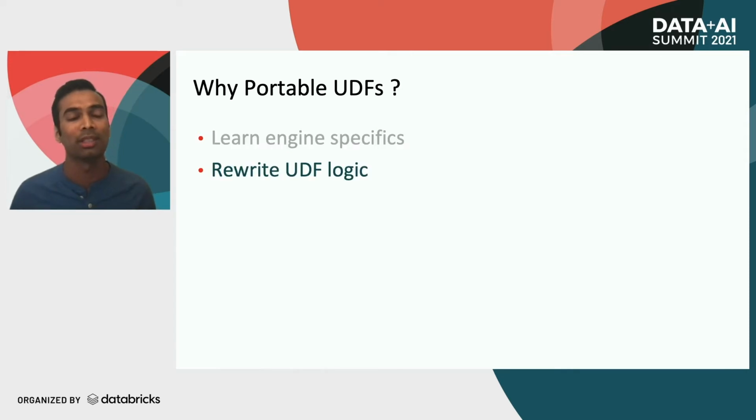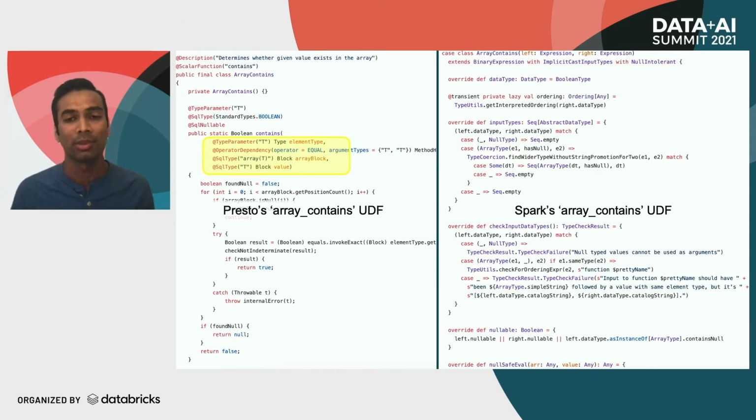The other pain point is that people will have to rewrite their logic two times. Going back to the previous slide, if you look at both these functions, one is for Presto, one is for Spark, and they are both different. You cannot just copy paste the code from one into the other. So it's basically a manual rewrite that one has to do.